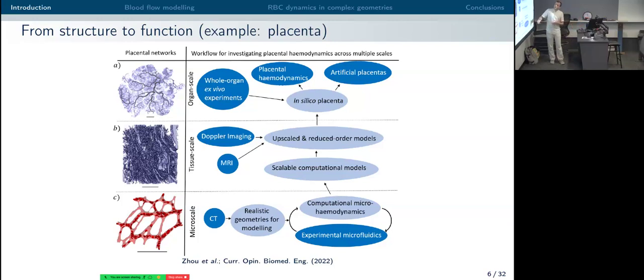So this is only giving you an idea that you have different scales and you can imagine there's a flow of information and so on. This is not very straightforward.